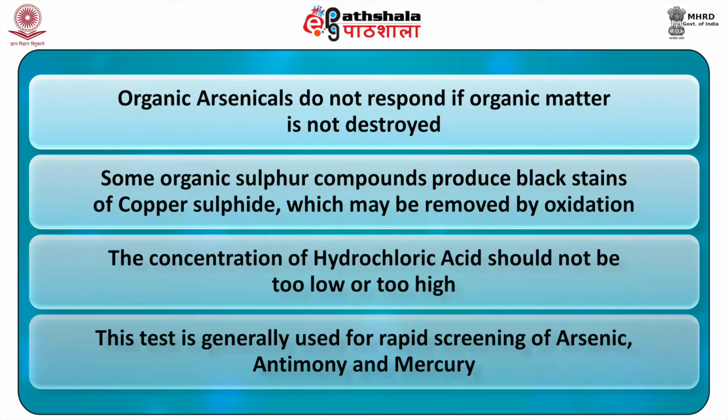Organic arsenicals do not respond if the organic matter is not destroyed. Some organic sulfur compounds produce black stains of copper sulfide also, which may be removed by the process of oxidation. The concentration of hydrochloric acid should not be too low or too high. This test is generally used for rapid screening of arsenic, antimony and mercury.